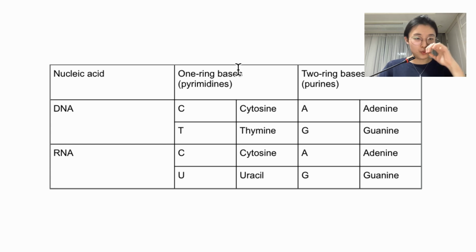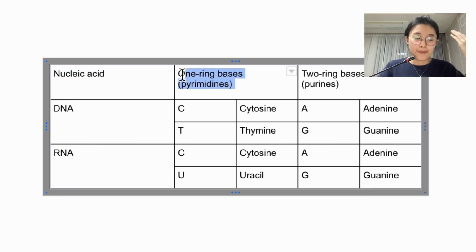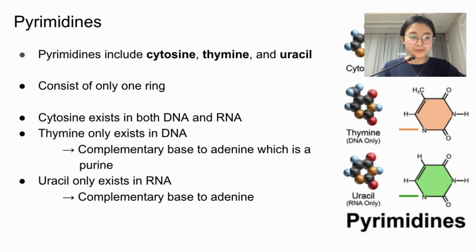One thing that I like to do when remembering these names, especially the number of rings for pyrimidines and purines, is to associate the one that has the longer name with the shorter base. So we have pyrimidines, and it's a one ring, it's short. We have purines, a short name, but it's a long base, or a larger structure, a two-ring base.